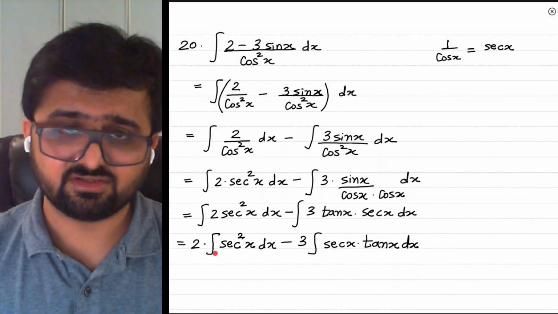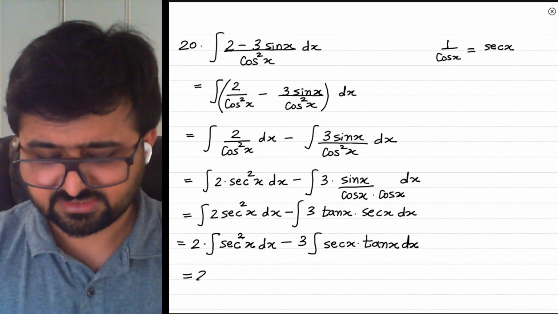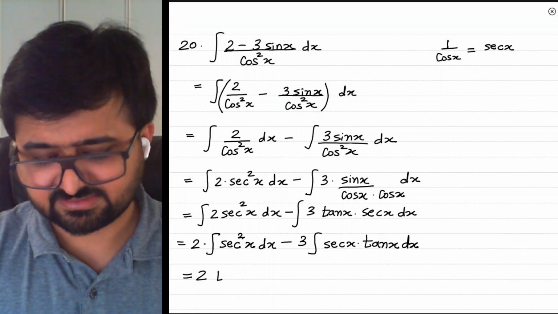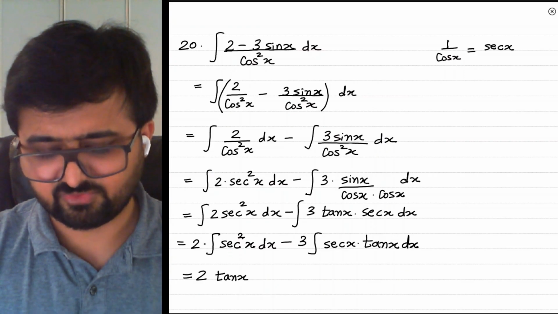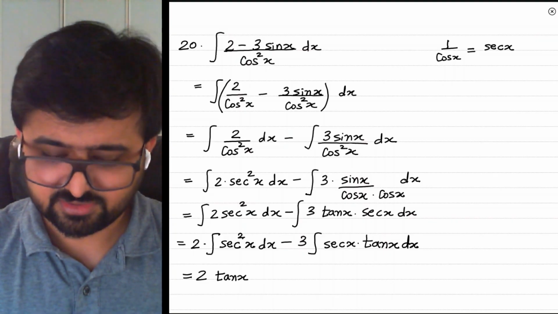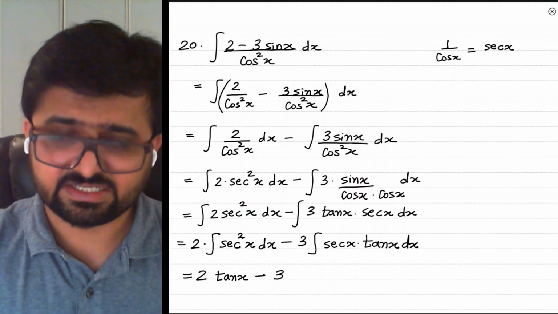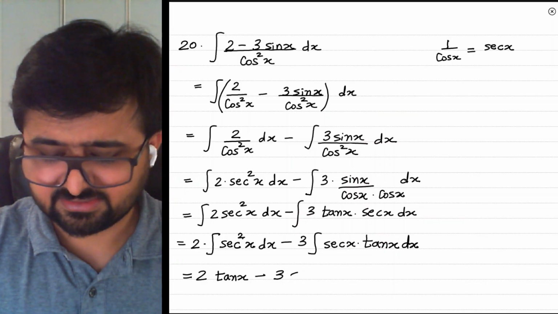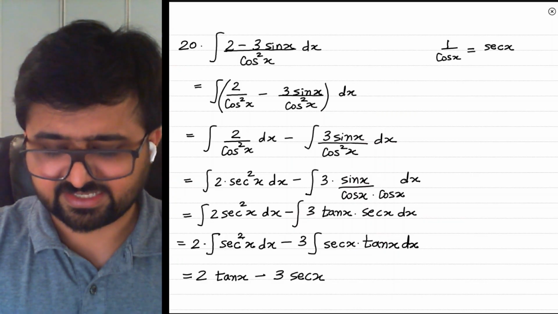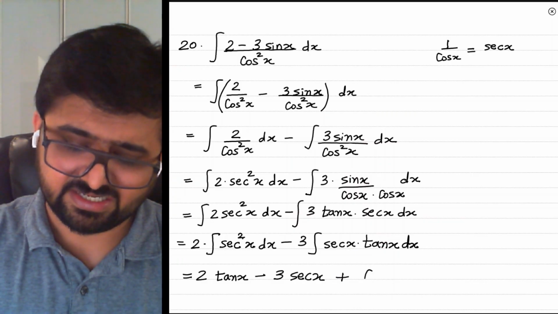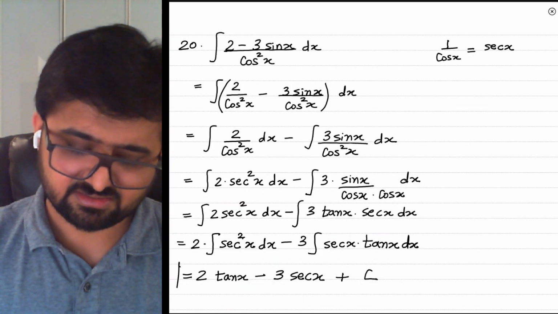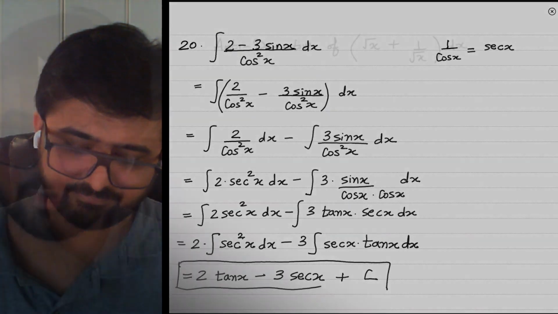Now we know the integral of sec square x is nothing but tan x from the formula discussion, minus 3 times the integral of sec x tan x, which is nothing but sec x. Now that we are done integrating, add a constant c, and that's your integral.